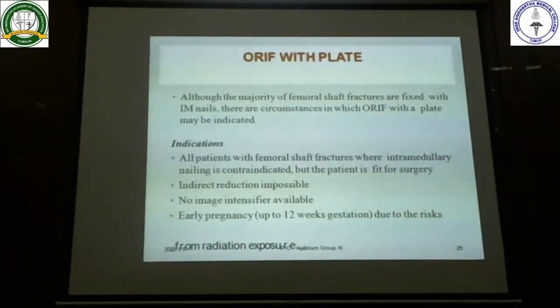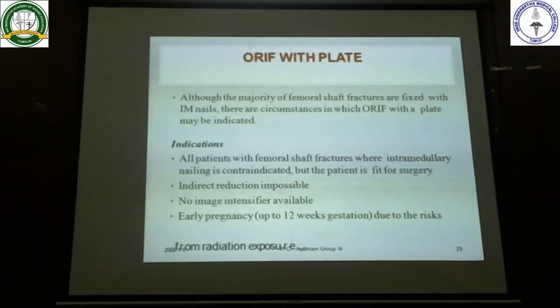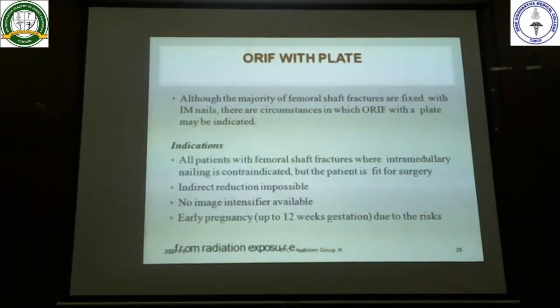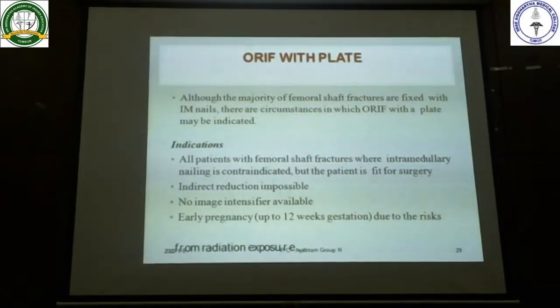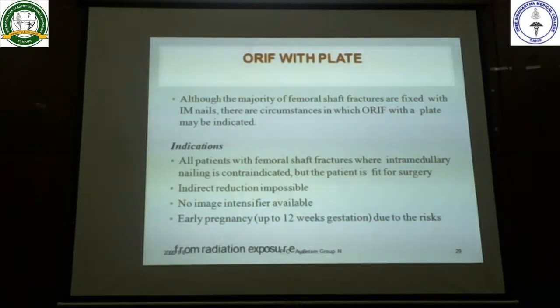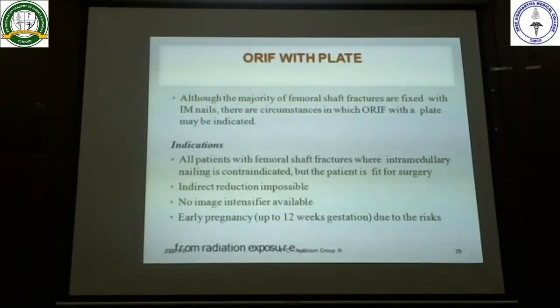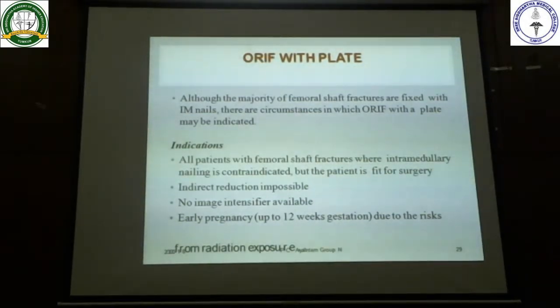Indirect reduction is impossible, where you cannot reduce a fracture indirectly, that is, without opening up the site. And again, no C-arm is possible, a C-arm is not available. Then you need to open up that fracture site and fix it with plate and screws, which you can do even without a C-arm. Early pregnancy, after 12 weeks gestation, due to the risks from radiation exposure. Again, you cannot use a C-arm there, so you need to operate without using a C-arm. There you can use a plate and screws. So those are the advantages of using a plate with screws in such situations.